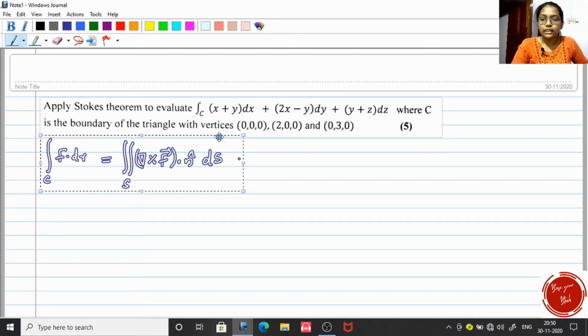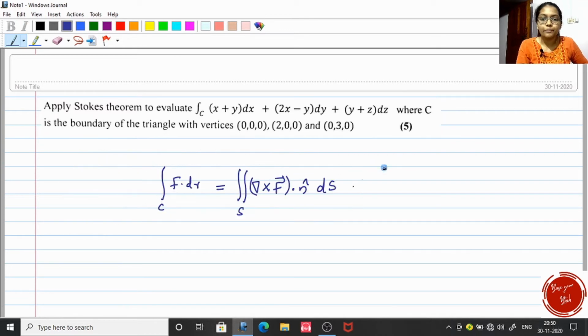As per Stokes theorem, here is the formula. Actually Stokes theorem is a theorem connecting a line integral and a surface integral. Integral C vector f dot dr is equal to double integral S del cross f dot n cap ds, which means this S is the surface which is enclosed by the curve C.